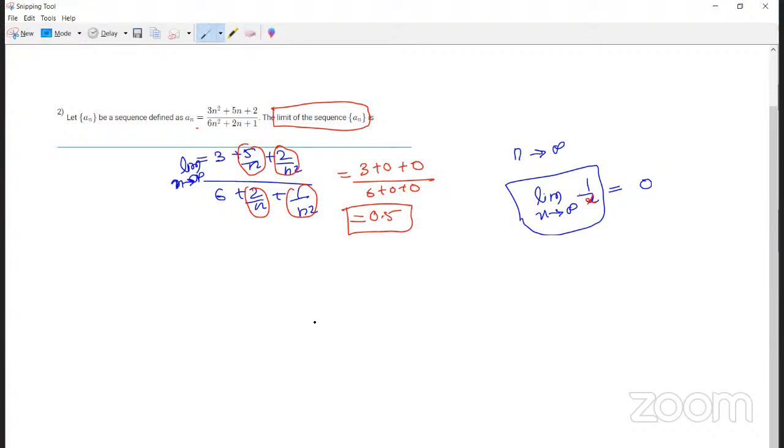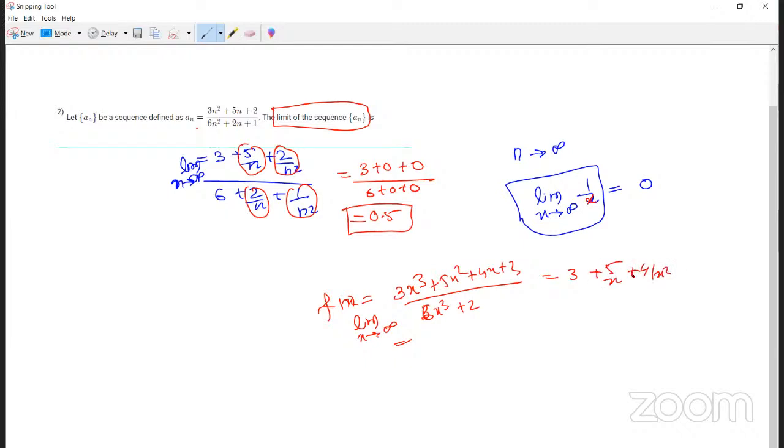Suppose I have f of x as 3x cubed plus 5x squared plus 4x plus 2, over 6x cubed plus 2. What is the limit as x tends to infinity? Divide by x cube. What will I get? 3 plus 5 by x plus 4 by x square plus 2 by x cube, upon 6 plus 2 by x cube. So I will get 3 by 6. That's the answer, that is 0.5 only.